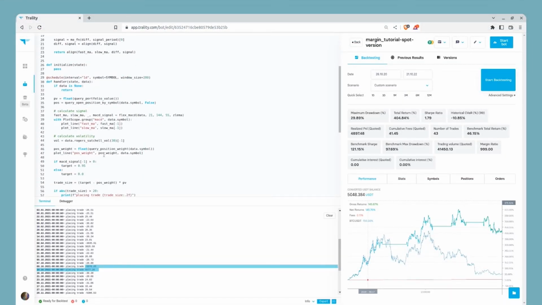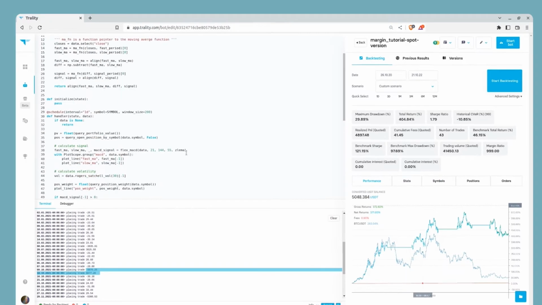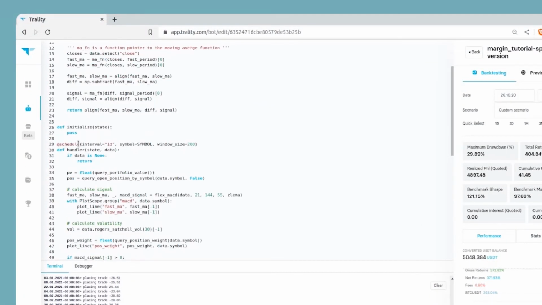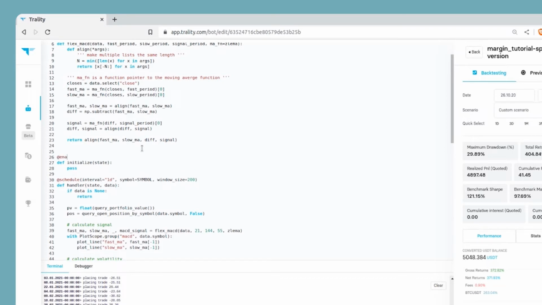So we have this simple bot basically just following a zero lag moving average convergence signal. So if we want to then convert this to a margin bot, what is needed? The first thing we want to do is add an annotation to the initialize.